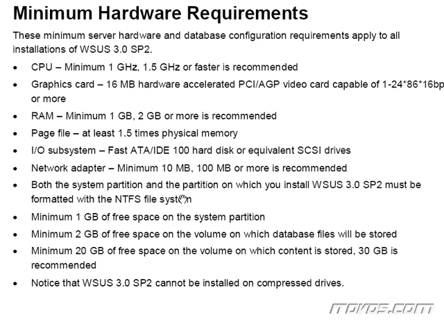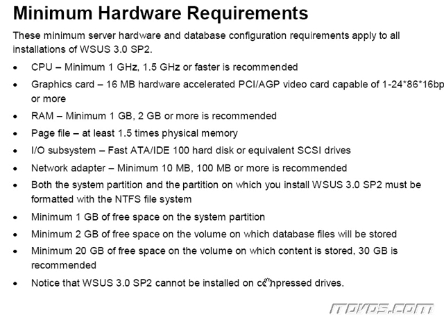Both the system partition and the partition on which you install WSUS 3.0 SP2 must be formatted with NTFS, so it can't be on a FAT file system. Minimum 1 gig of free space for the system partition, minimum 2 gig of free space on the volume for which the database files will be stored, and we'll talk about this later on. The database actually doesn't get that big for WSUS, but you do need a minimum of 20 gigs of free space on the volume on which the content is stored, so these are going to be the actual updates. 30 gigs is recommended. Notice that WSUS 3.0 SP2 cannot be installed on a compressed drive. So those are going to be the minimum hardware requirements.